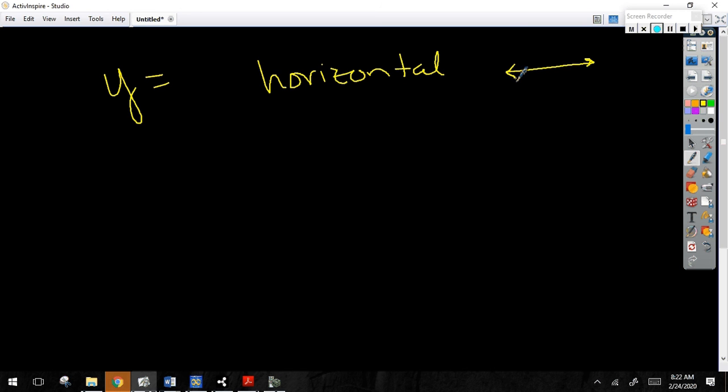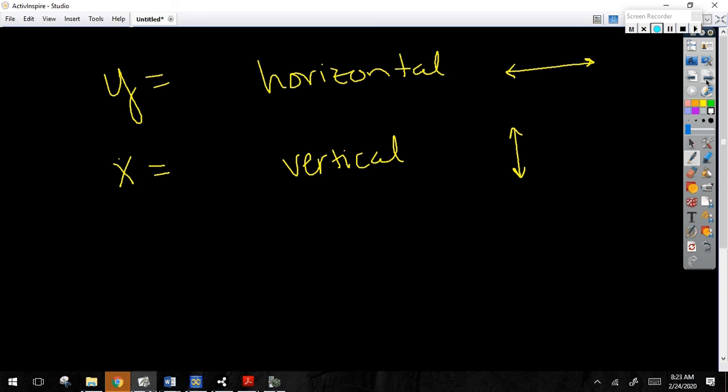You've done this before? X equals is a vertical line. It's just straight up and down. Okay? The takeaway here is if we can write it in the form ax plus by equals c, then yes, we can say it's definitely a linear function, okay?